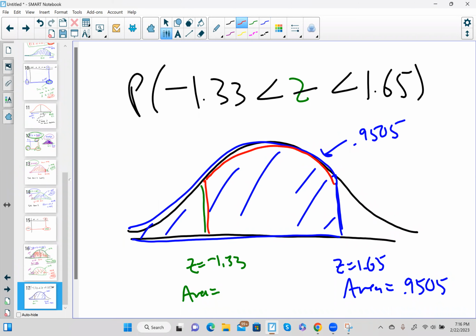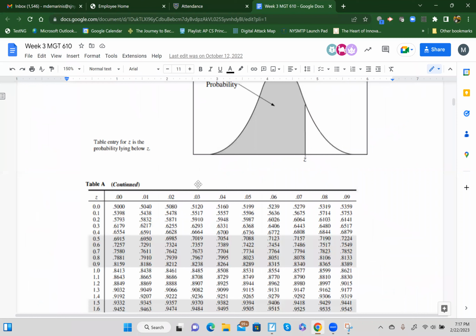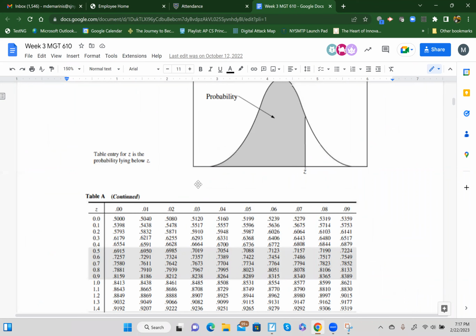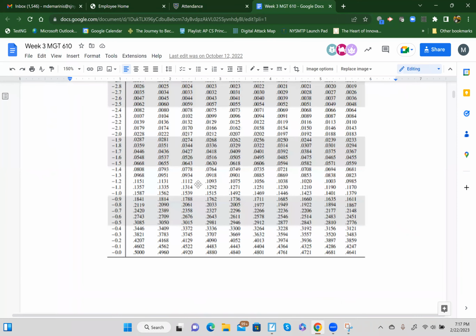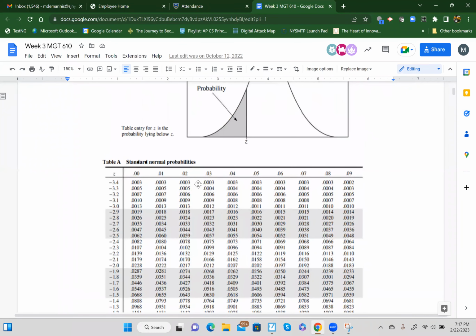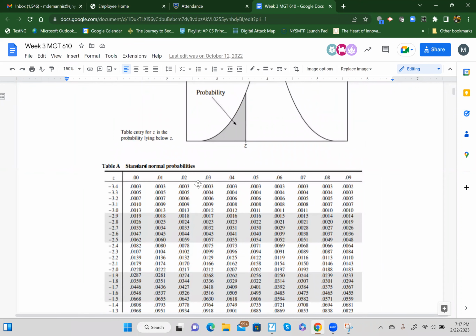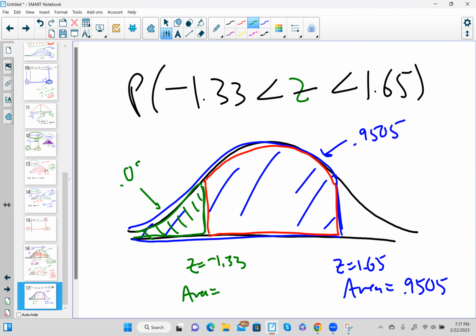We wanted this red area here. Okay, let's try and get that green area. The green area is right here, like this. Let's try and figure that out. So to get the green area, we're going to go back to our chart and look up negative 1.33 because that was the other z-score they gave us. Negative 1.33. Line it up with the bottom of my screen there. I'm getting 0.0918. So this area here is 0.0918. That's what we have.